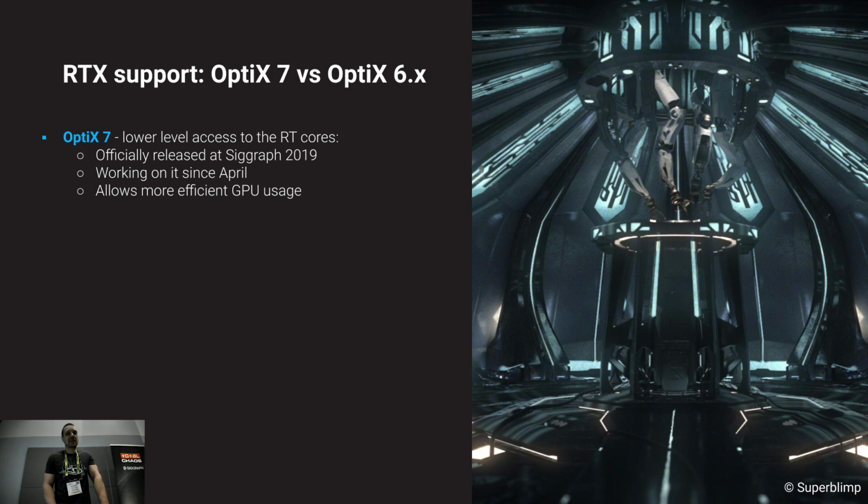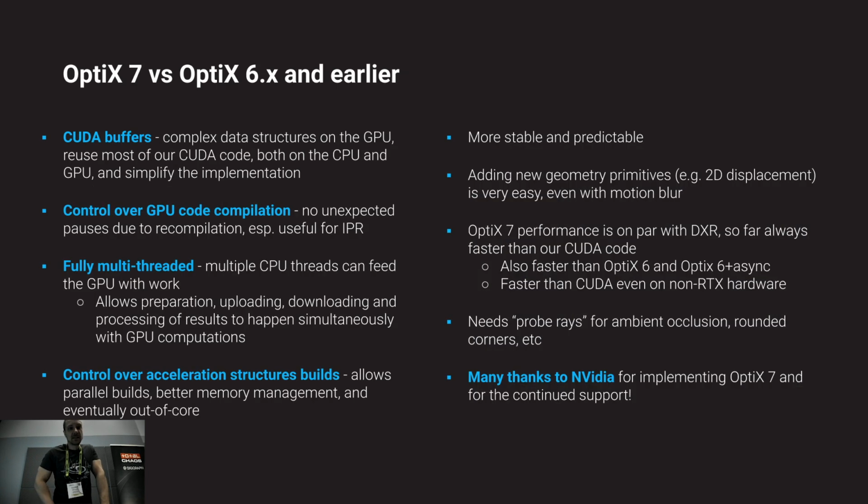So we discussed this with NVIDIA at SIGGRAPH last year. It was a heated discussion, but they listened to our requests, and we got a new lower level API called Optix 7. We worked with NVIDIA on the initial drafts of the API. We gave some input and feedback, and we got a working version of it sometime in April. So since then, we've been working on rewriting V-Ray GPU to use this new API.